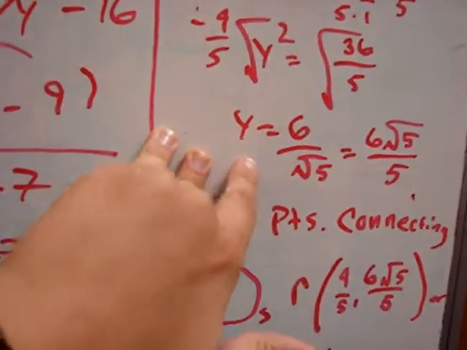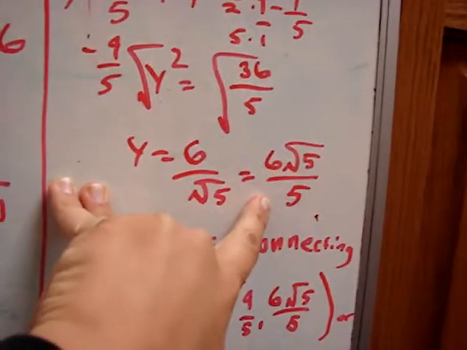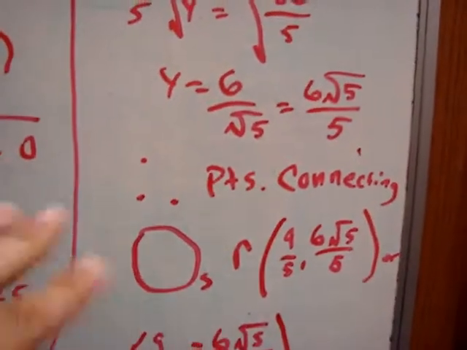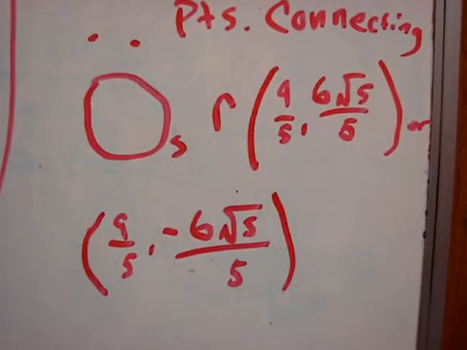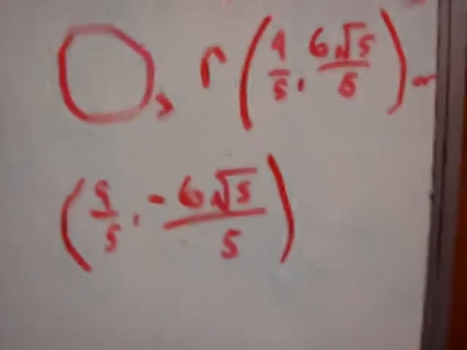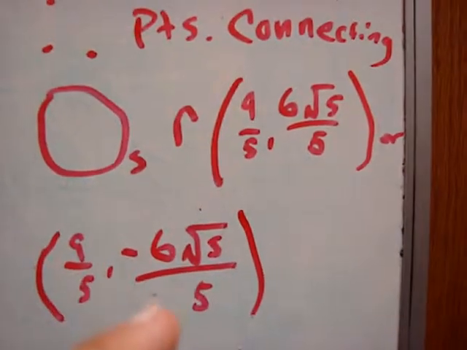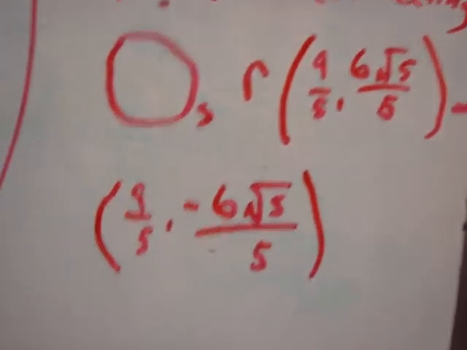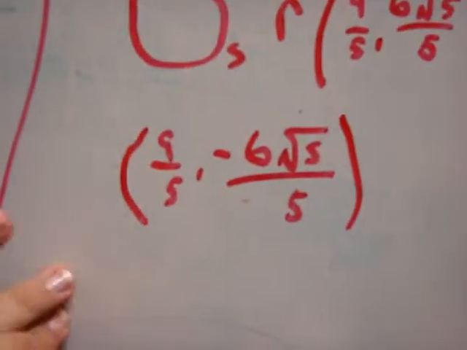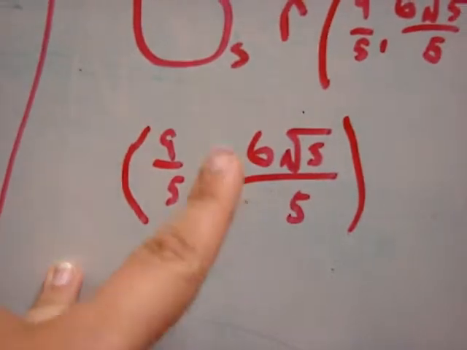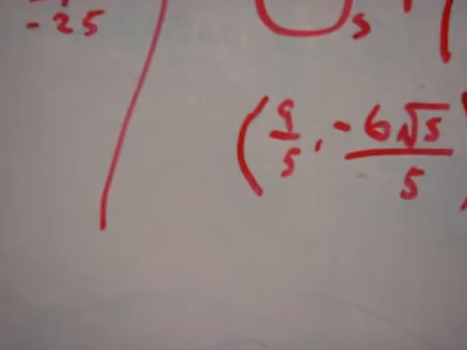Math professors really don't like that, so we have to change it and make it 6 square root of 5 over 5. And then therefore the points connecting the two circles are 9 fifths and 6 square root of 5 over 5. And it also has to be negative. So it's 9 fifths and negative 6 square root of 5 over 5. And those are the 2 points of your two connecting circles.